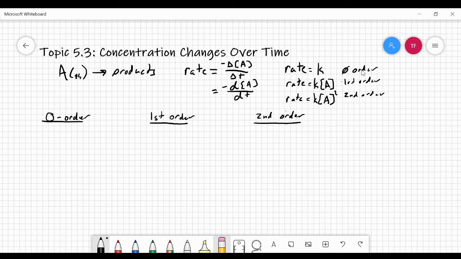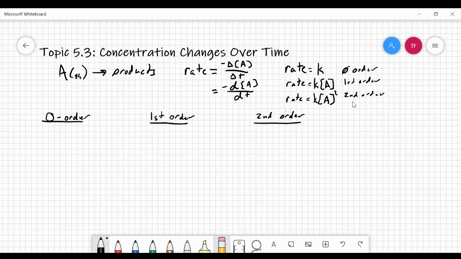The rate can either be zero order, where the rate is not going to change as the concentration of A changes. In other words, as A disappears, the rate will not change. It'll stay constant. Or if it's first order, then the rate will change as the concentration of A disappears. So we write the rate equation: rate equals k times the concentration of A to the first power. And that means as the concentration of A goes down, the rate will also go down linearly.